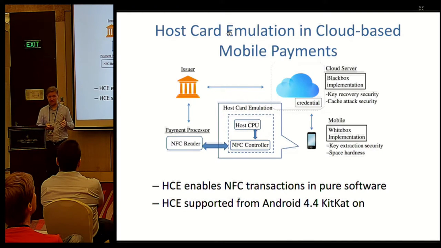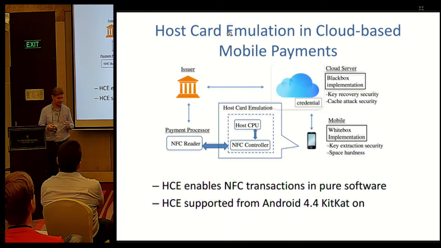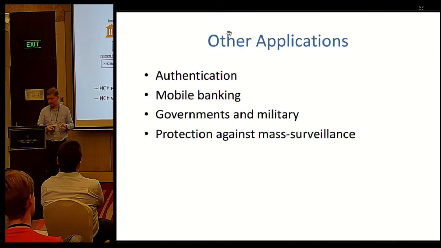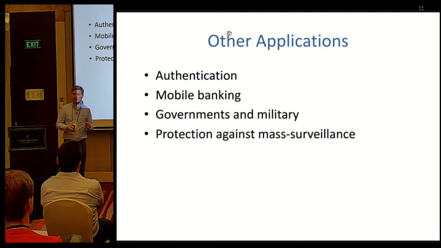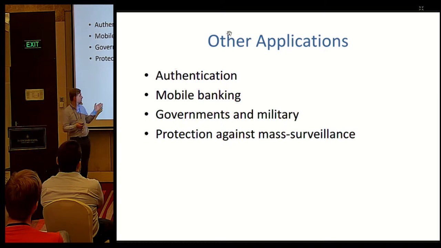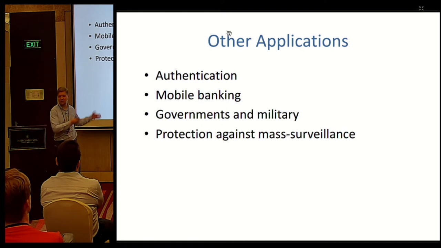Another relatively recent application of white box crypto is host card emulation in mobile payments. This happens, for example, in a situation where you don't have the smart card on your mobile phone, but it is just emulated. You still want the key to be secure. Also, there are multiple applications of authentication, including mobile banking. And, for example, one idea was shared a couple of years ago in a Crypto 16 paper by Peel, but you can also use white box crypto to attain that.